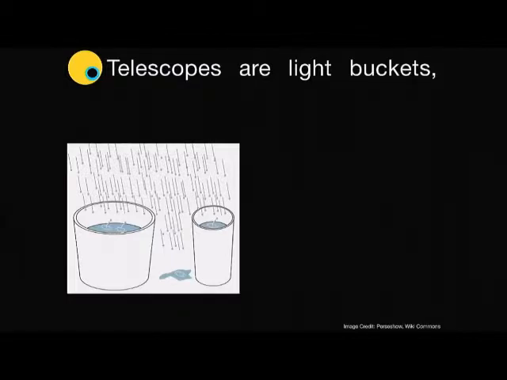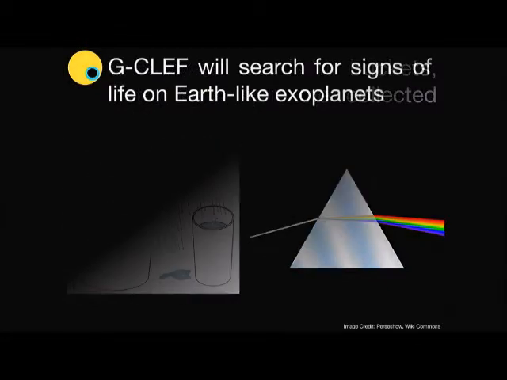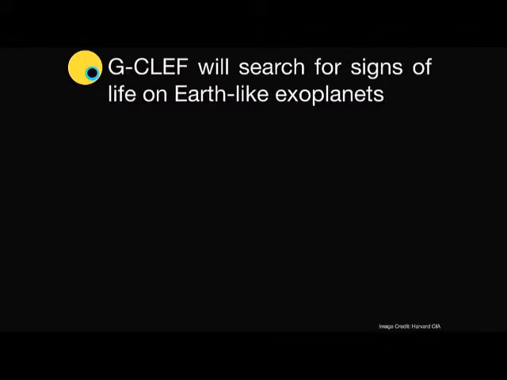In order to understand this light and what it's made of, we actually need to split the light, or disperse it, into its colors. That's why we need instruments mounted on telescopes, because instruments split the light that is collected by the telescope into its colors. So it will have the capabilities to observe these small planets, and we are going to use this capability in order to find these fingerprints of life.